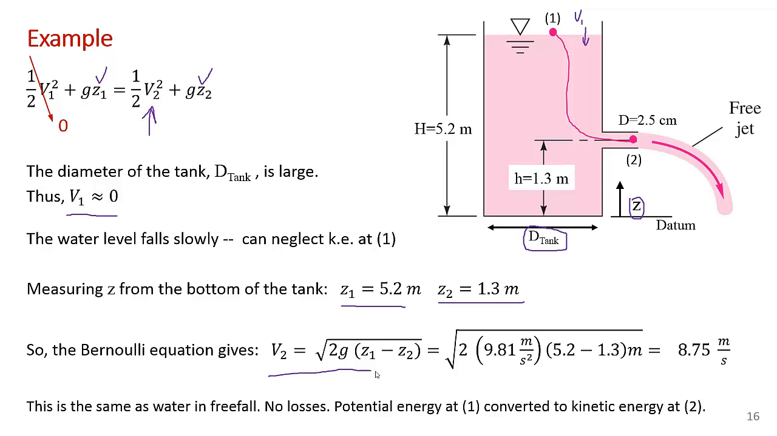I've solved for V2. It equals the square root of 2g(Z1 minus Z2). And I've made the substitution, 2 times 9.81, and the difference in the elevation, 5.2 minus 1.3 meters. And you can see the units balance. We have meters squared per second squared, square rooted, gives you 8.75 meters per second.